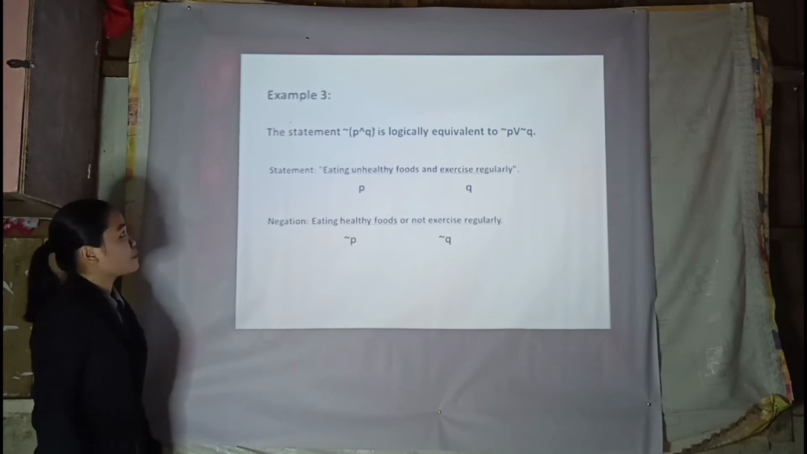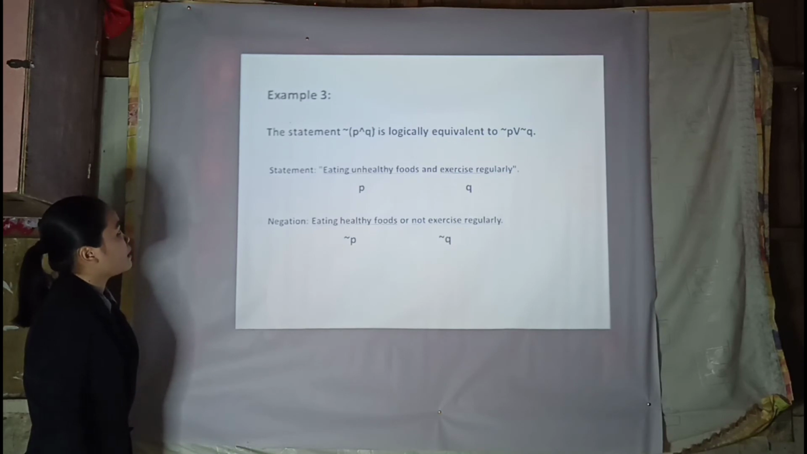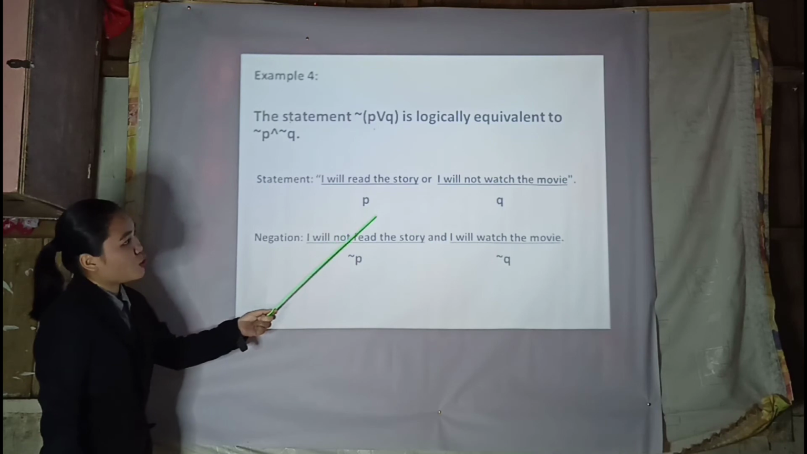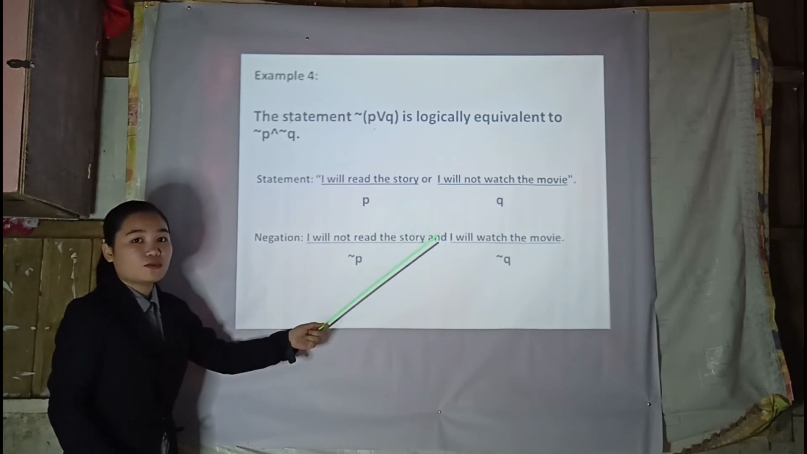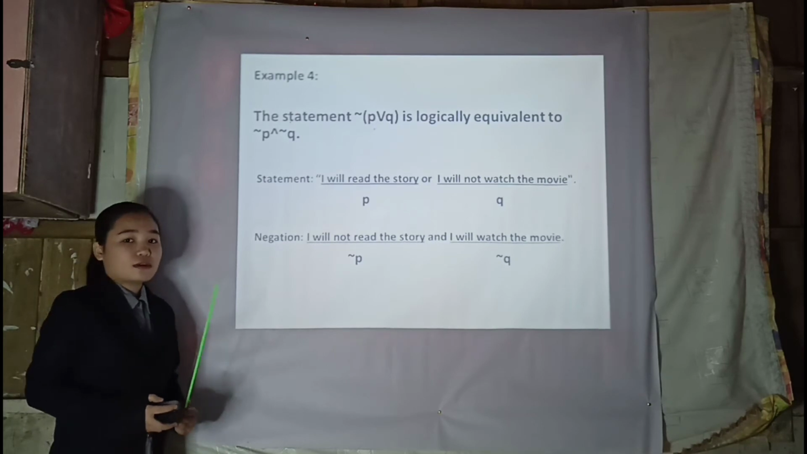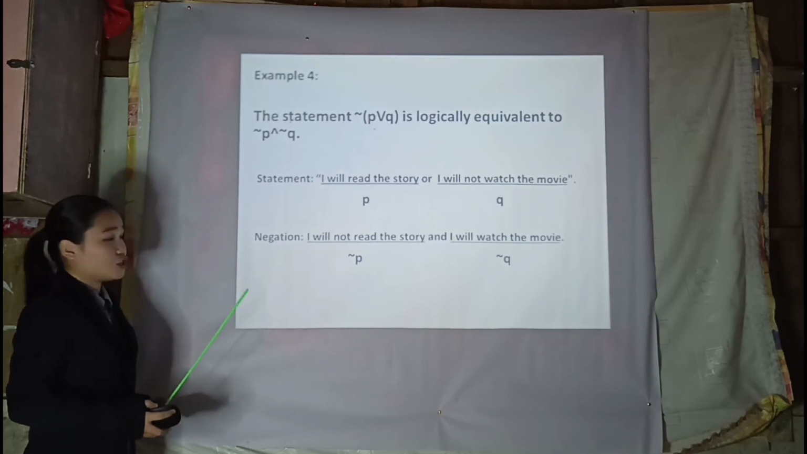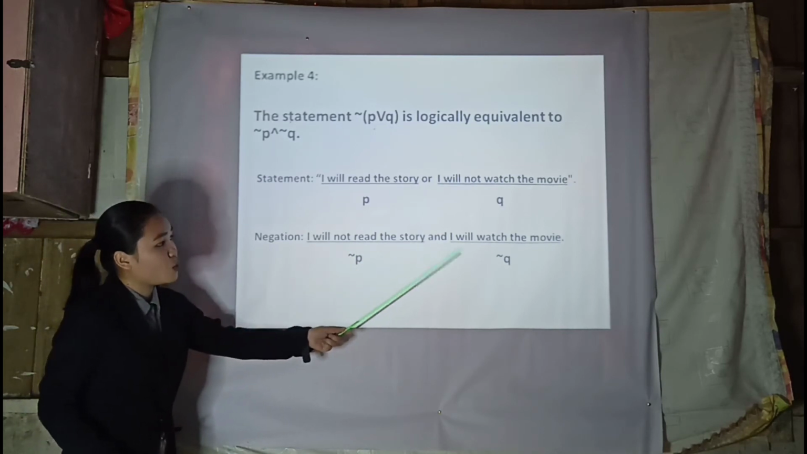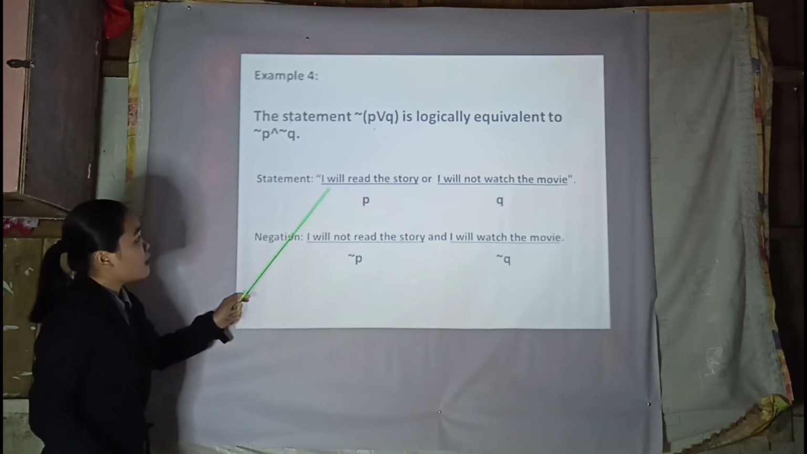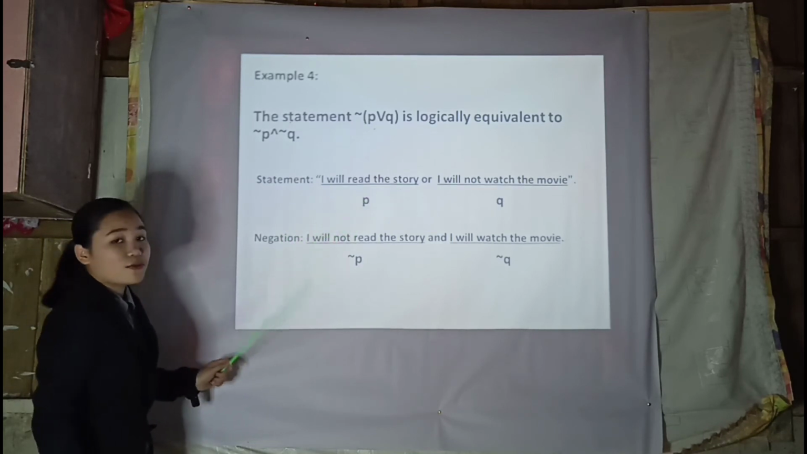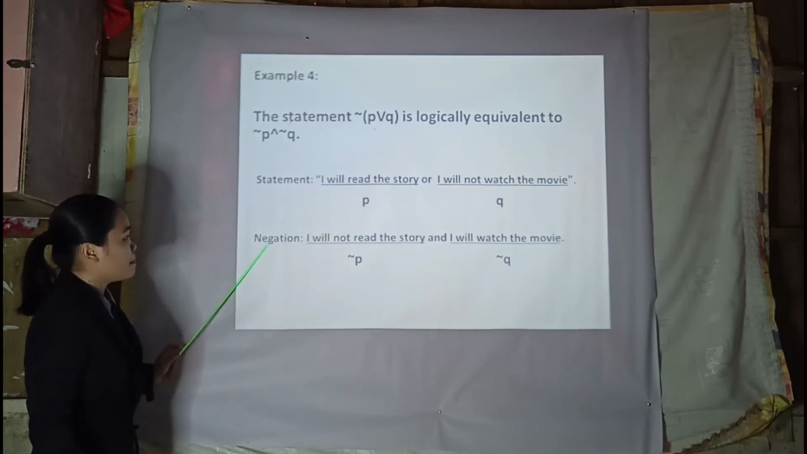Very good. So let's proceed to another example. The statement, I will read the story or I will not watch the movie. From this statement, if we apply the rules of De Morgan's law for negation, it will become I will not read the story and I will watch the movie. Because this statement is positive, I will read the story. So, if we negate the positive, it will become negative.